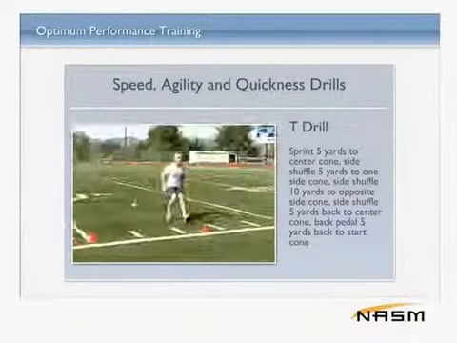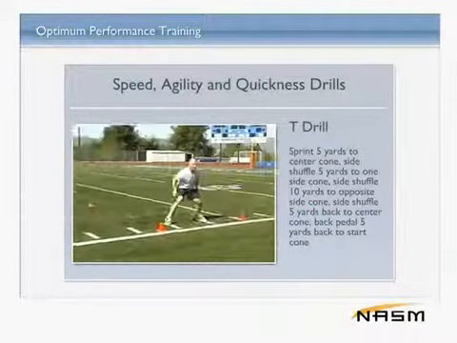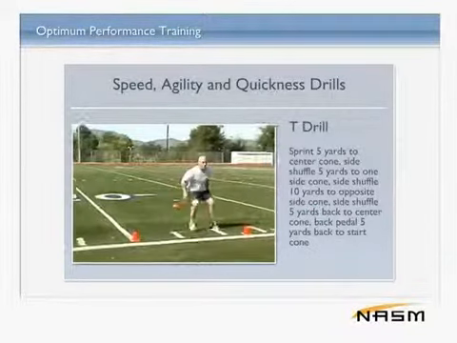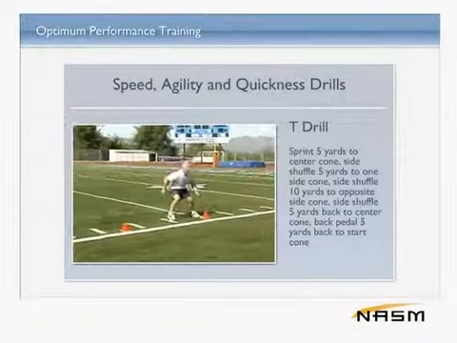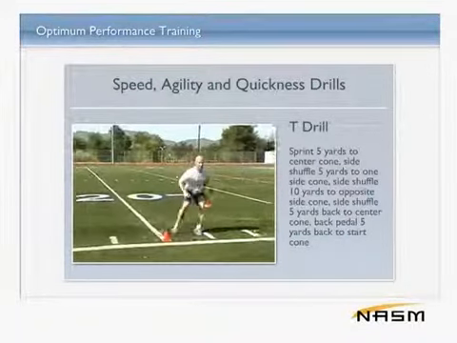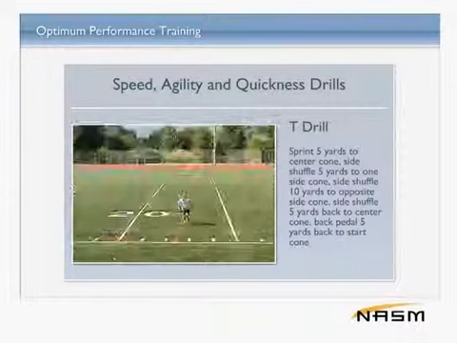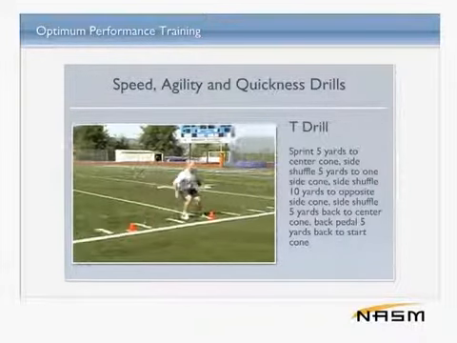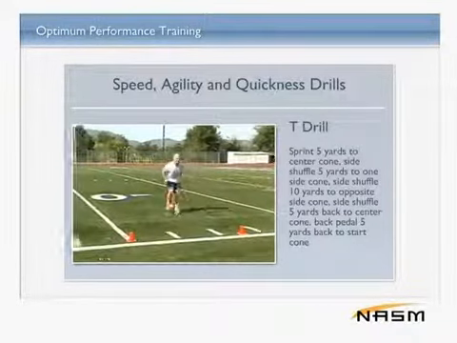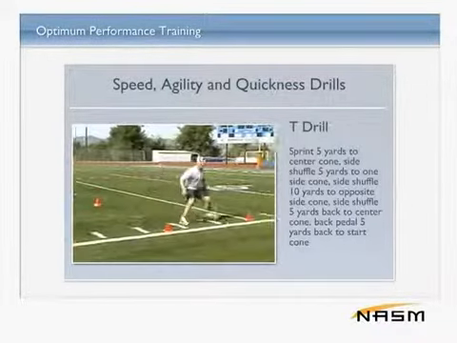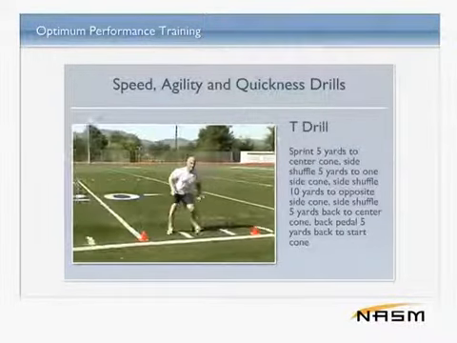The third drill is the T drill. Sprint 5 yards to the center cone, side shuffle 5 yards to one of the side cones, side shuffle 10 yards to the opposite side cone, side shuffle 5 yards back to the center cone, then backpedal 5 yards back to the starting cone. As with the box drill, the side shuffling portion of the T drill can be substituted with a karaoke pattern as well.